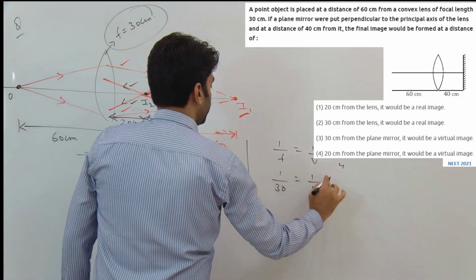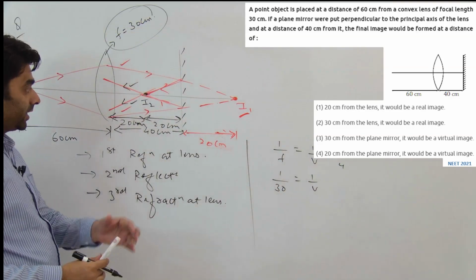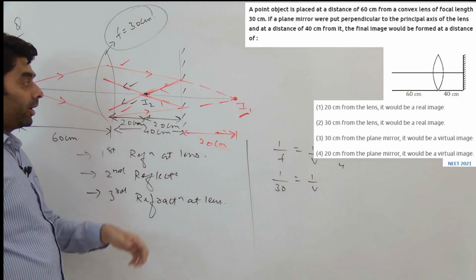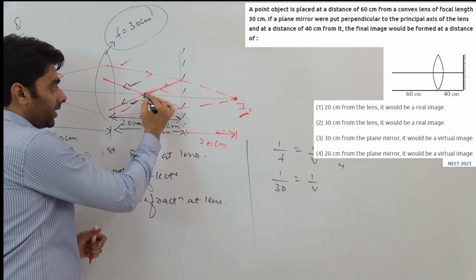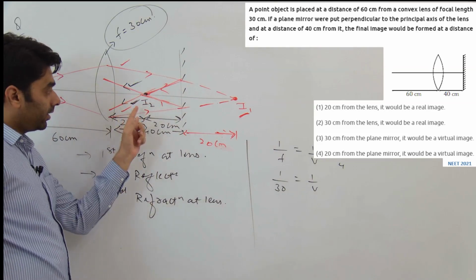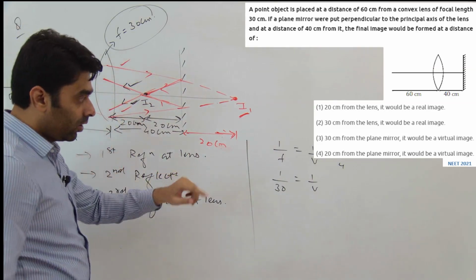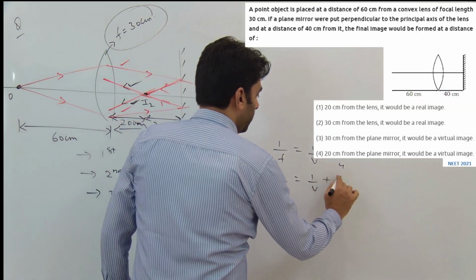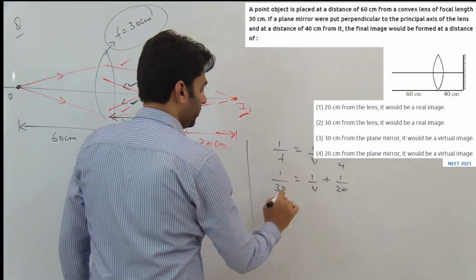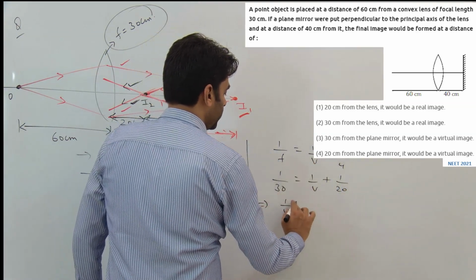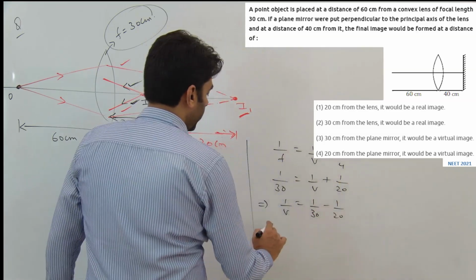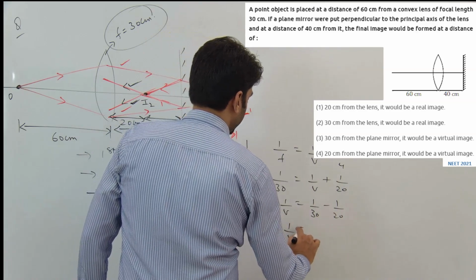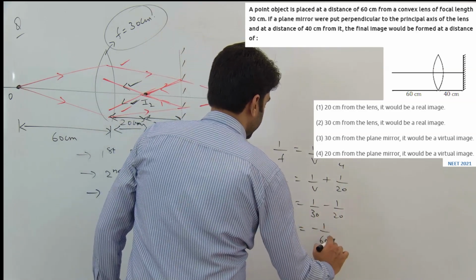For u, the object distance, according to sign convention, because we are going opposite to the incident ray, these are the incident rays in this case now. So opposite to the incident ray, that means your object distance will be negative. So minus minus will be plus 1/20 centimeter. We get 1/v = 1/30 - 1/20. When we calculate it, the 1/v value comes out to be minus 1/60.